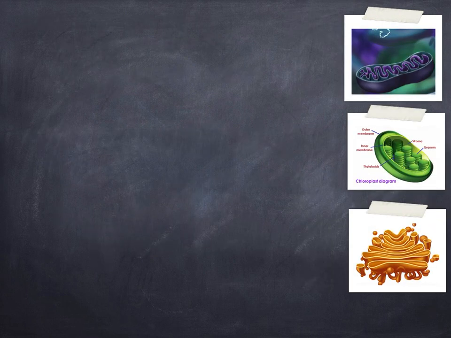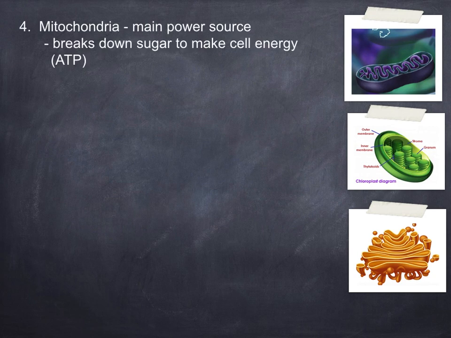The next organelle we're going to mention is the one you all seem to be the most familiar with, and that is the mitochondria. This is what the mitochondria looks like right here. The mitochondria is the main power source for the cell. Its job is to break down sugar to make cell energy. And cell energy is adenosine triphosphate, or ATP. It does this through a process we're going to be studying soon called cellular respiration. So it breaks down sugar to make cell energy. Super important. Cells have to have that energy in order to function.